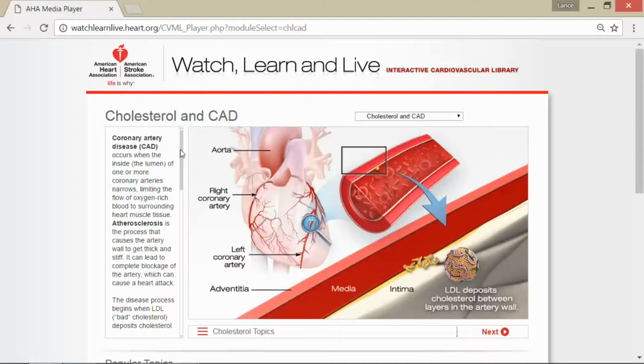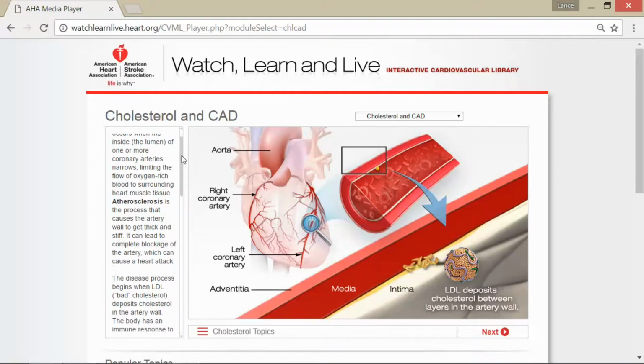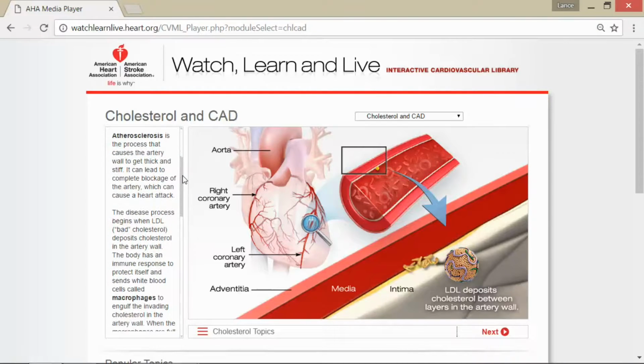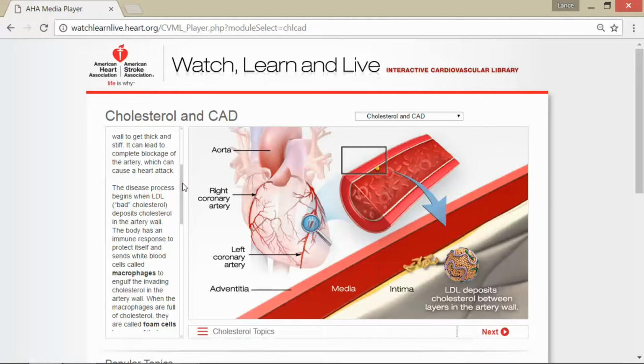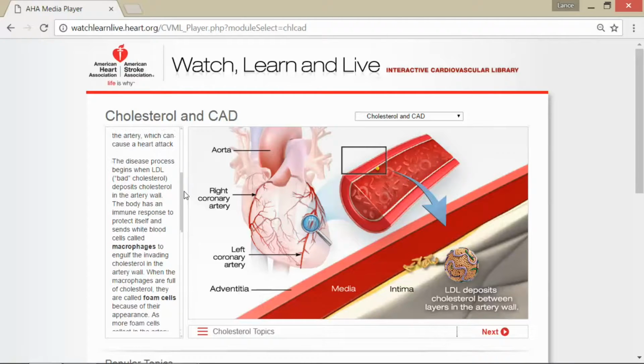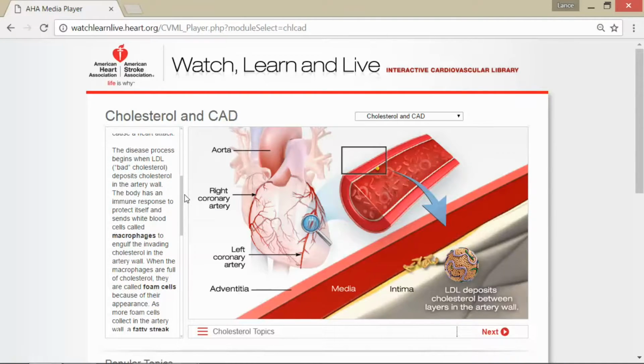Atherosclerosis is the process that causes the artery wall to get thick and stiff. It can lead to complete blockage of the artery, which can cause a heart attack. The disease process begins when LDL, or bad cholesterol, deposits cholesterol in the artery wall. The body has an immune response to protect itself and sends white blood cells called macrophages to engulf the invading cholesterol in the artery wall.